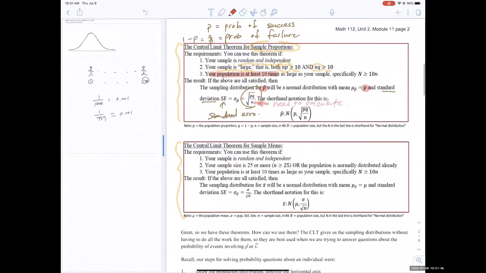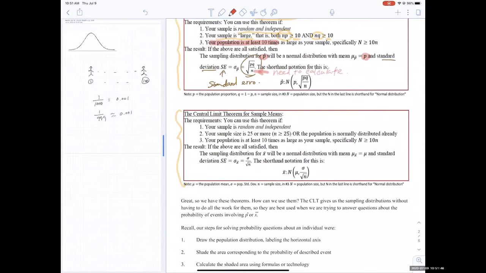Okay, that's for proportion. Now let's look at the central limit theorem for sample mean. The 3 requirements for this theorem: number 1 is always the same, and it's very important. It's got to be a simple random sample and independent. For number 2, you have to have a large enough sample size. What is large enough? If you have a size bigger than 25, then we know that the sampling distribution is going to be normally distributed.